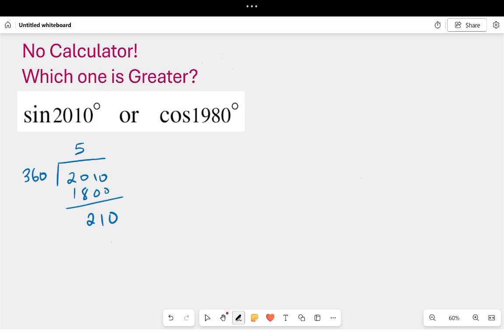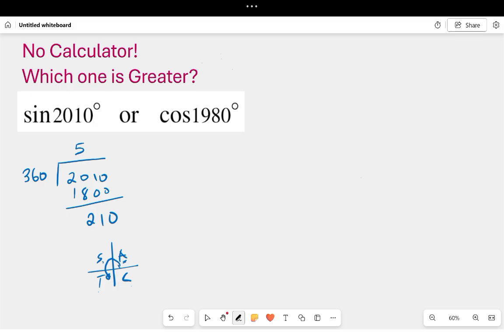Now next we need to look at the quadrants. So we have 4 quadrants. All students take coffee: all, sine, tangent, and cosine. So it means that in the first quadrant, all the ratios should be positive. In the second, only sine should be positive. In the third, tangent should be positive. In the fourth, the cosine. Now clearly 210 degrees is in the third quadrant.